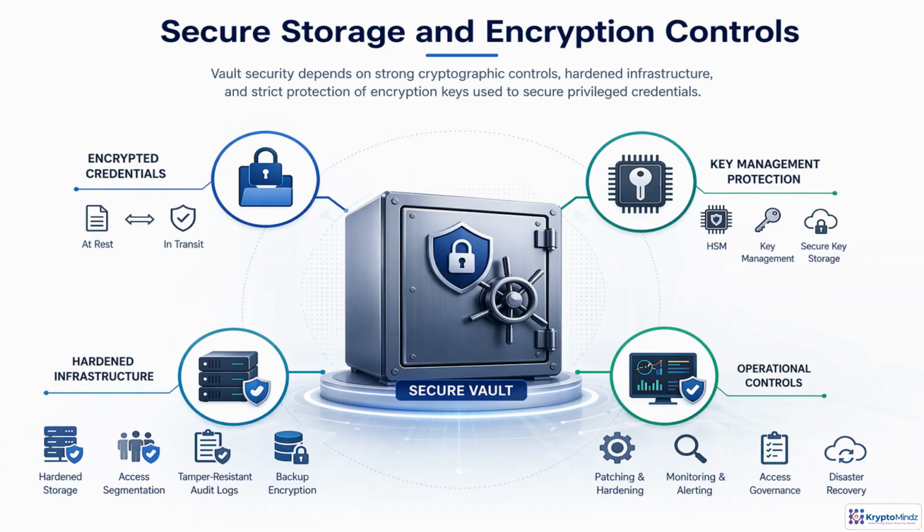Securing the vault itself requires more than turning on database encryption. Privileged credentials need protection at every stage, encrypted at rest and protected in transit with strong protocols like TLS. The encryption keys also need isolation and tight governance, often through an HSM, a key management service, or secure platform storage. The surrounding infrastructure matters too. Hardened systems, segmented access, tamper-resistant logs, and encrypted backups reduce the blast radius if something fails. Treat the vault as critical infrastructure. Patch it, monitor it, test recovery, and govern access continuously.